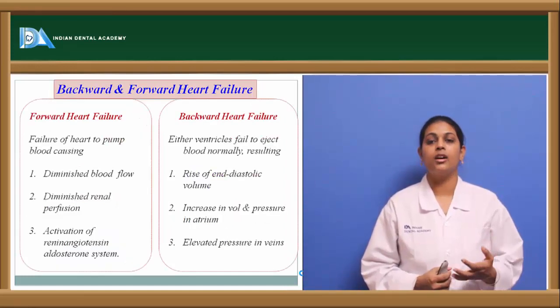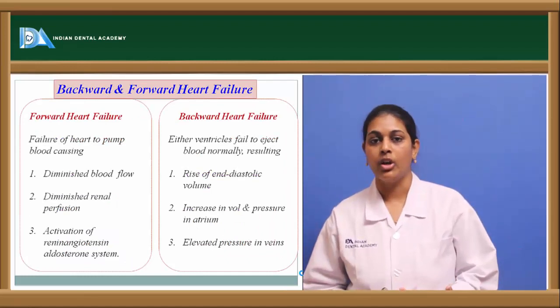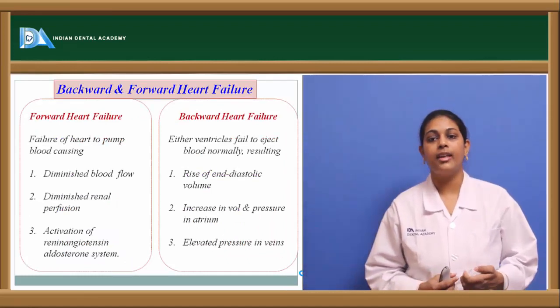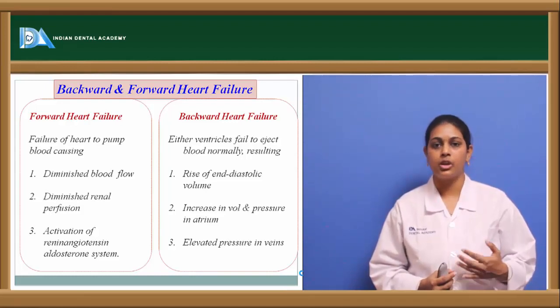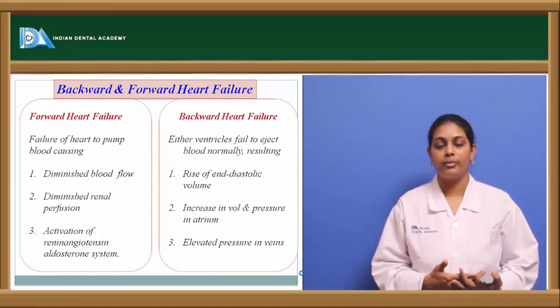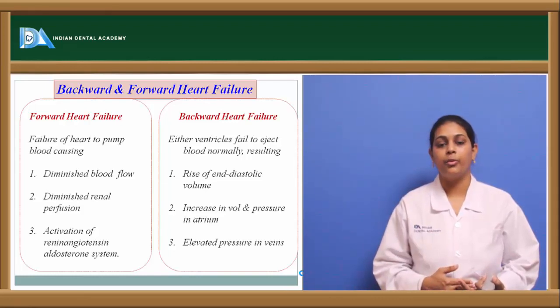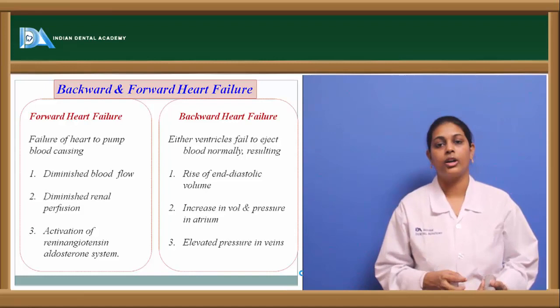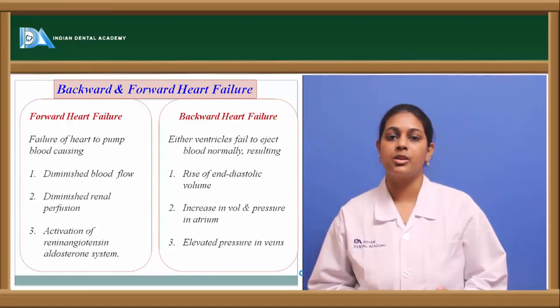Coming to the next types of heart failure, backward heart failure as well as forward heart failure. In forward heart failure, there is failure of blood being pumped from the heart, and since there is reduction or complete failure of blood to be pumped, this results in diminished blood supply to the other organ systems of the body.